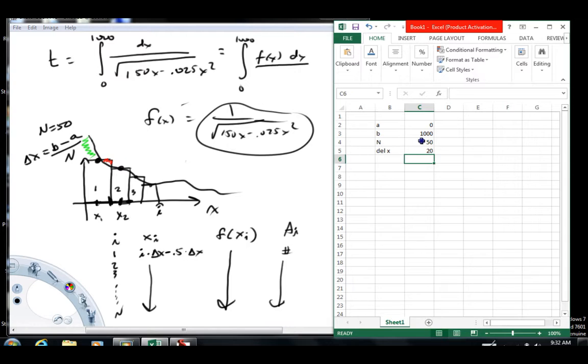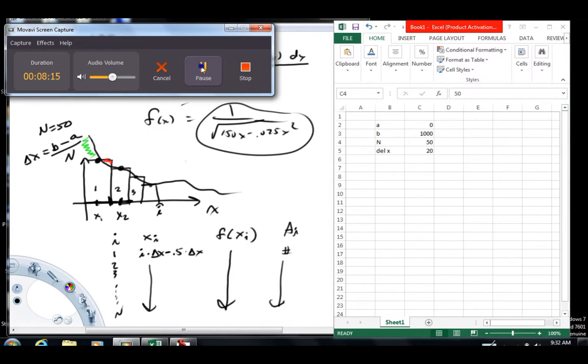There's my delta x. Now by setting it up like this, I could go back if I wanted to. Hold on for just a moment here. Sorry about that, I'm back. I had to answer the phone. I know I've got another interruption coming, but I want to get this as far as I can. I can go back and update my value of n here. Maybe I could put it to 100. And notice it automatically updates my delta x. That's a real nice feature of setting it up the way we're setting it up.